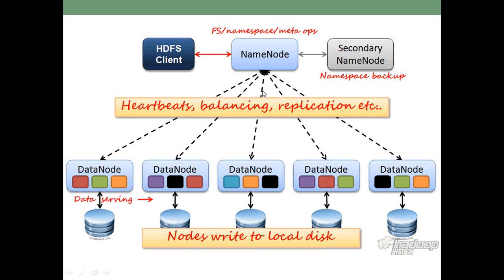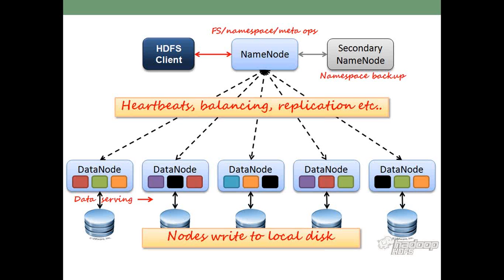Now, how do the NameNode and the DataNode communicate? They communicate using the TCP/IP protocol, which is a network protocol. The DataNode sends some signals to the NameNode every few seconds. Those signals are called heartbeats.